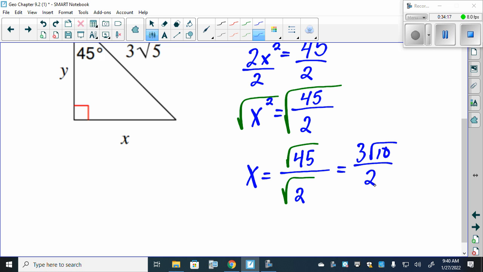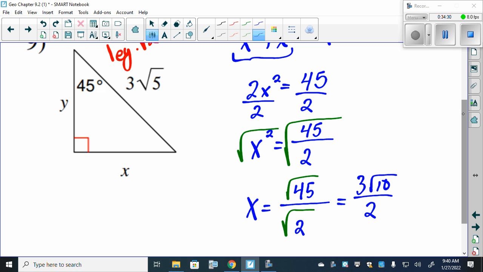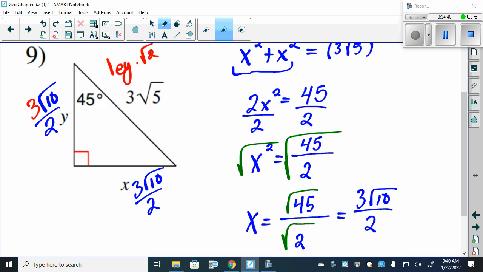Which gives us this here. Okay. So according to this here, x is 3 square root of 10 over 2, and y is 3 square root of 10 over 2. Okay. Any questions on this here? Because we're still going to look at this for a second.